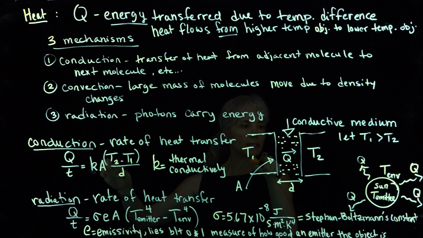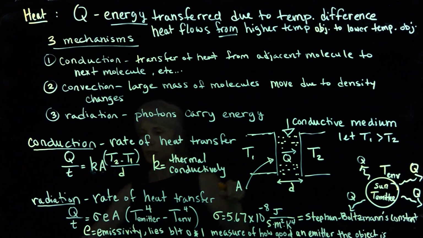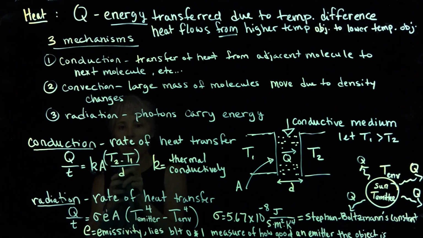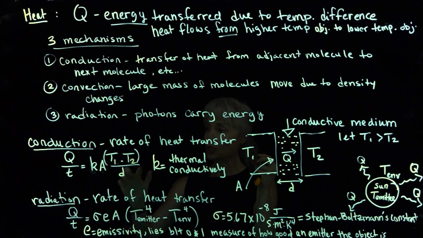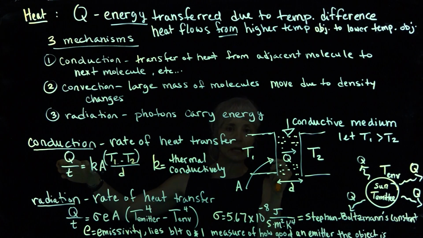temperature. So this is going to be the temperature T1 minus T2, divided by the thickness of the conductive medium. So this allows us to quantify the rate of heat loss.